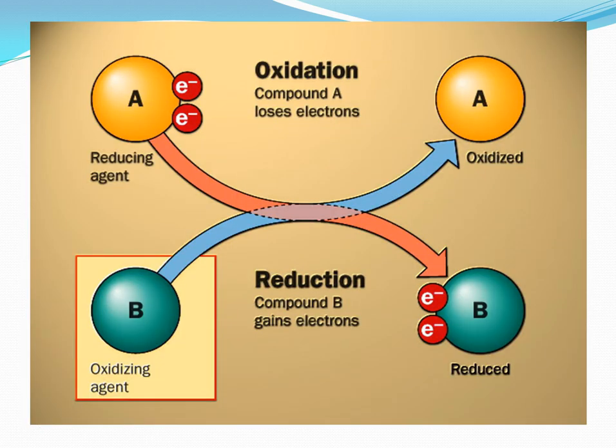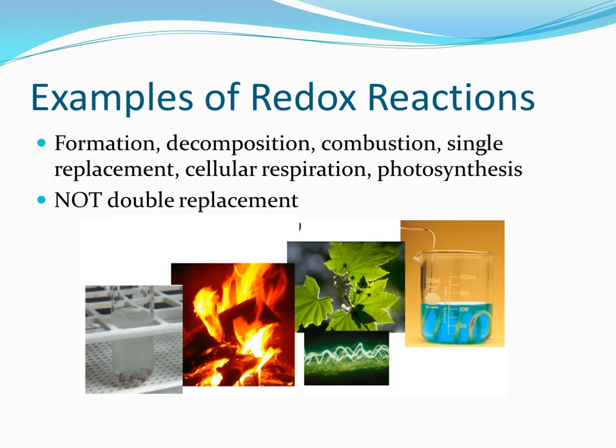Here is a general diagram which shows how electrons are transferred between entities in a reduction-oxidation reaction. There are a lot of different types of redox reactions. As long as electrons are transferred, the reaction is considered a redox reaction. Double replacement reactions do not involve an exchange of electrons, so they are not classified as redox reactions.